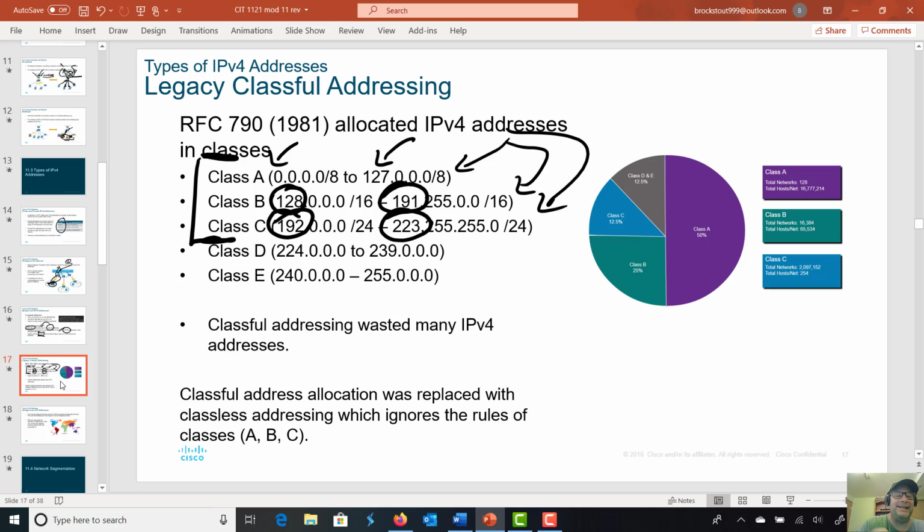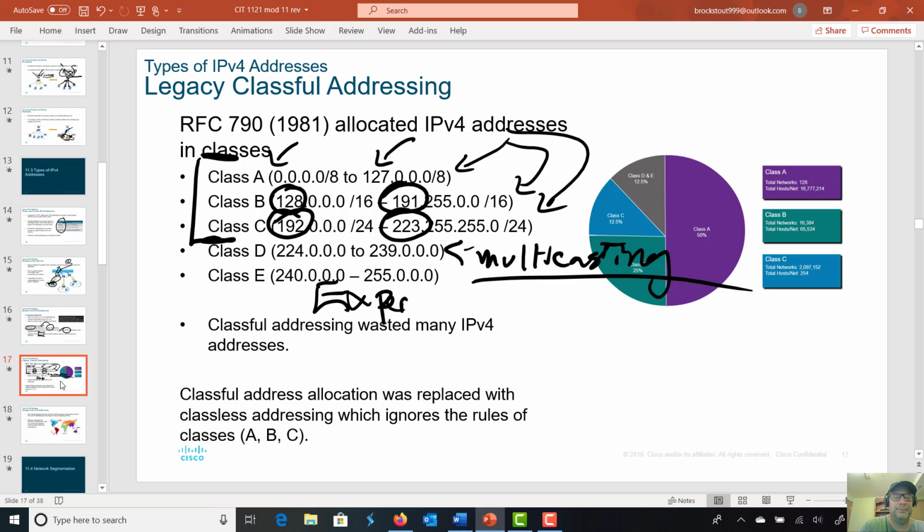Beyond that, Class D's, we're going to use these for multicast. So these are reserved for multicasting. And Class E's are considered experimental. And we don't use them. So just keep that in mind.